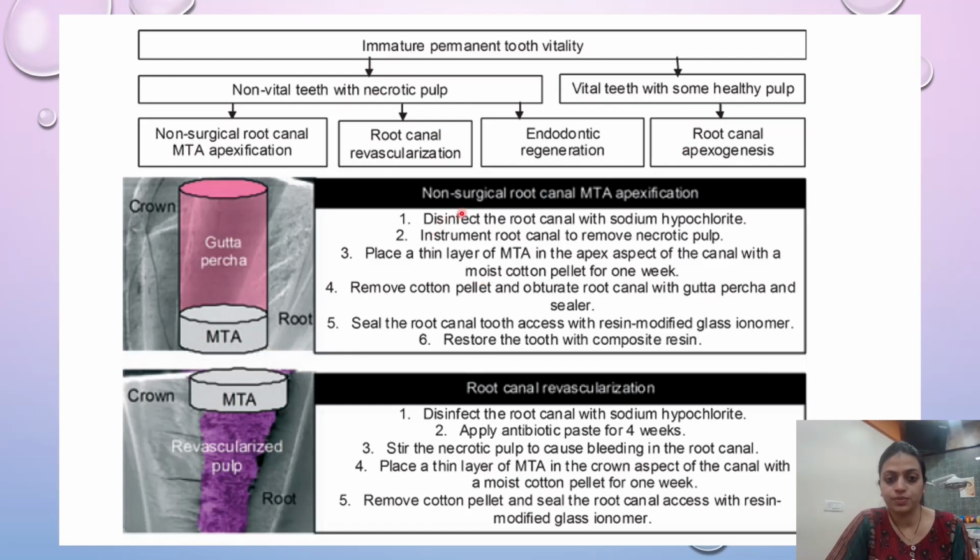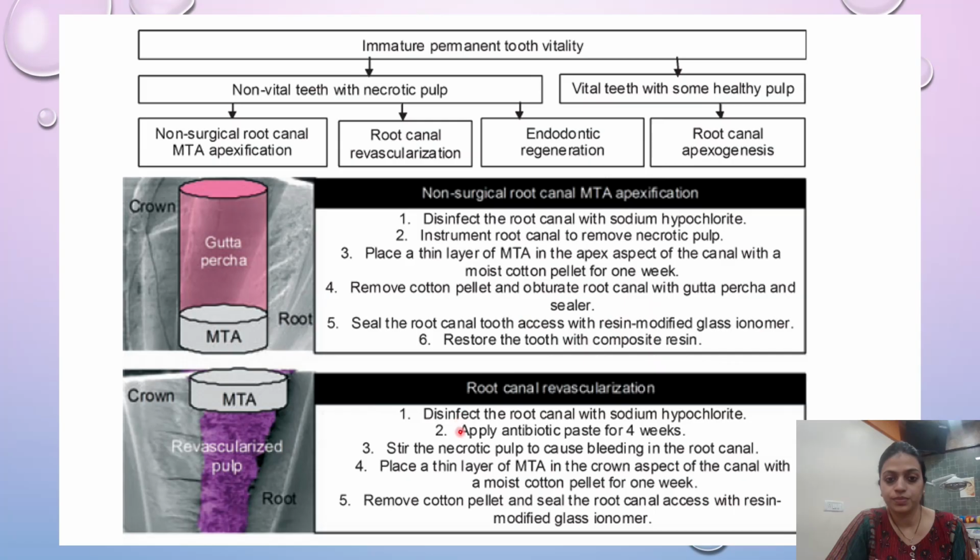Okay, so what is non-surgical root canal MTA apexification? We disinfect the root canal with sodium hypochlorite, then instrument the root canal to remove all the necrotic pulp, then place a thin layer of MTA in the apex aspect of the canal with a moist cotton pellet for 1 week, and then remove the cotton pellet and obturate the root canal with gutta percha and sealer. Okay, seal the root canal with resin modified glass ionomer and restore the tooth with composite resin or later a crown if required. Okay, so this is how non-surgical root canal MTA apexification is done.